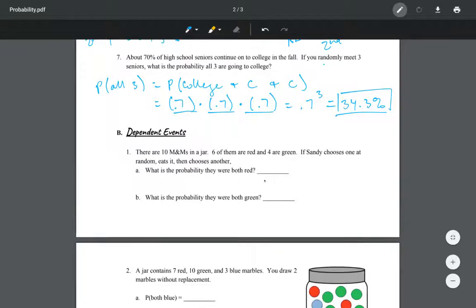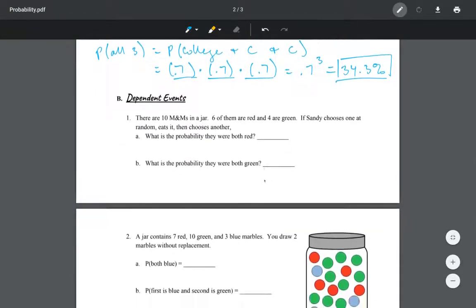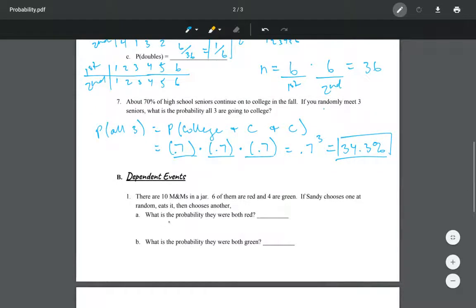Okay, so here's an example. This is not the jar, so let me scroll down. There are 10 M&Ms in a jar. 6 of them are red and 4 are green. So just thinking about the probability that we need to compute here, n is equal to 10. It's my total number of outcomes. If Sandy chooses one at random, eats it, then chooses another, what is the probability that they were both red? So I want to do the probability of red and red. I know I'm going to get a multiplication in there.